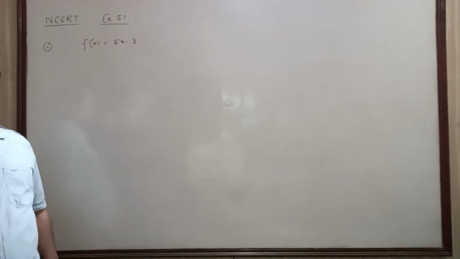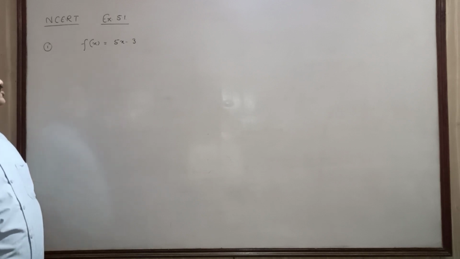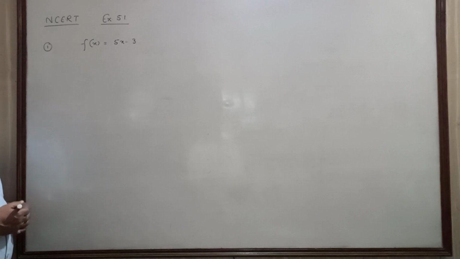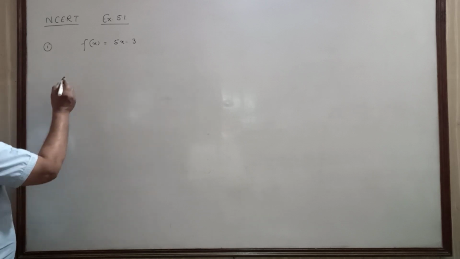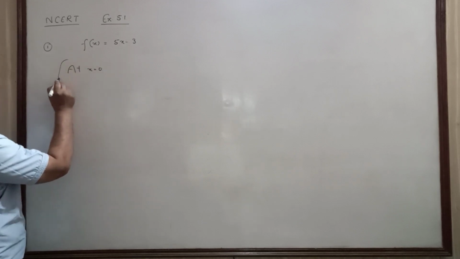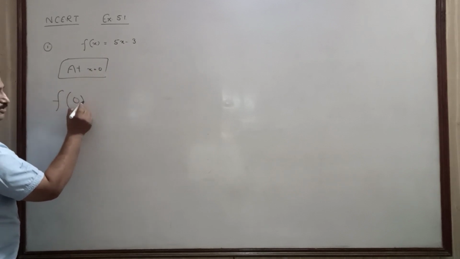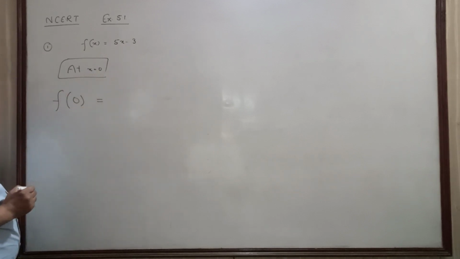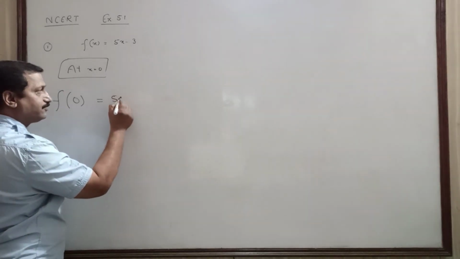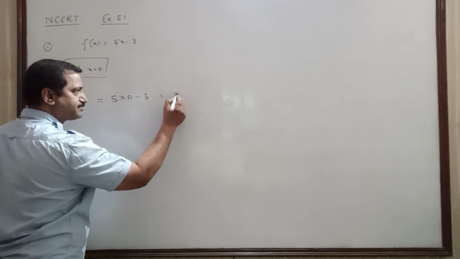To explain the concept of continuity, we take the first question of exercise 5.1 of NCERT. f(x) = 5x minus 3 at x = 0. The value of the function at x = 0, that means f(0) = 5 into 0 minus 3, that means minus 3.